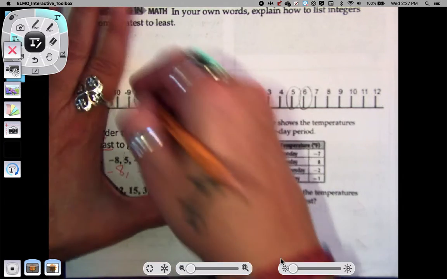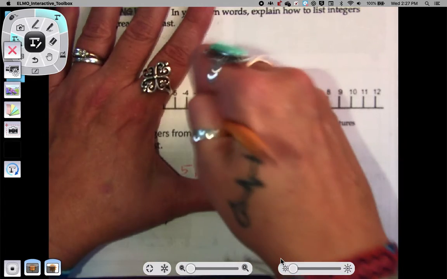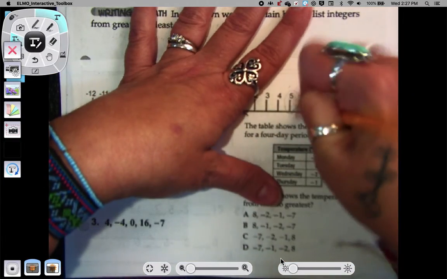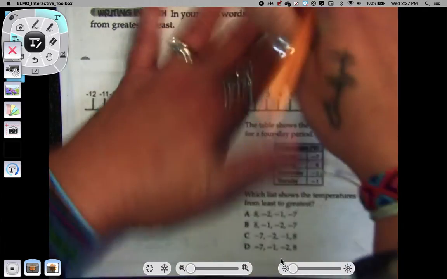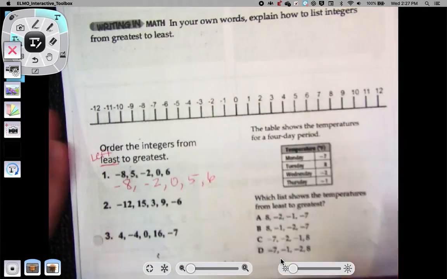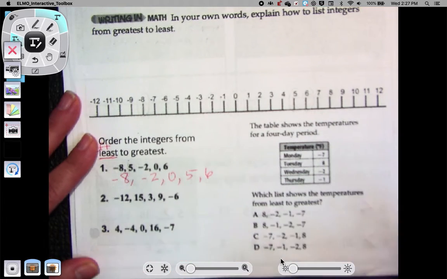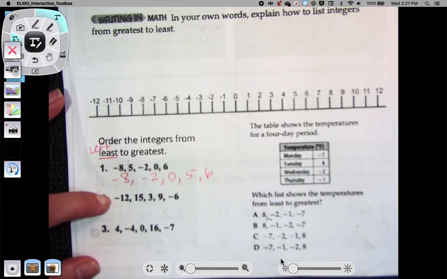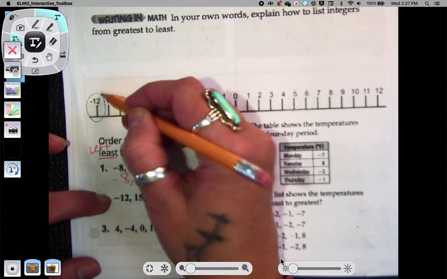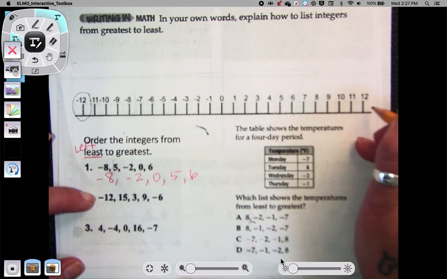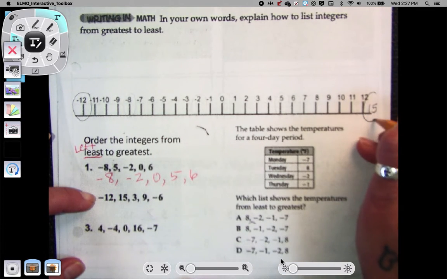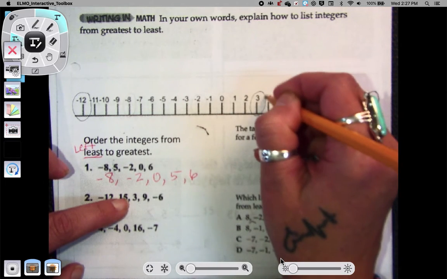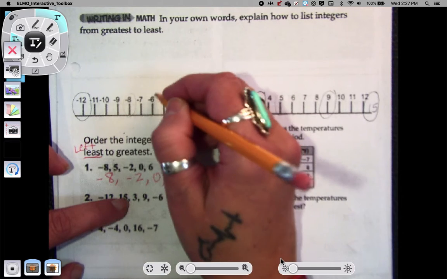Okay? I'm going to erase my circles here so that I can use this same number line for numbers 2, 3, and then the question about temperature. So if I were to order these integers from least to greatest, I would circle -12. -15 isn't on here, but we know it would be over here to the right of 12. We have a 3, 9, and -6.